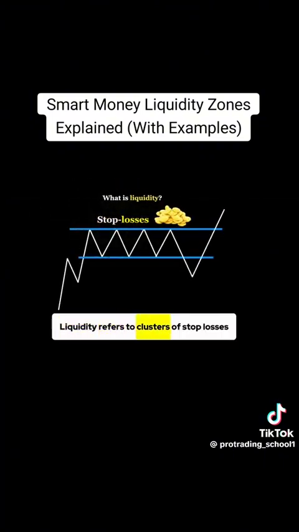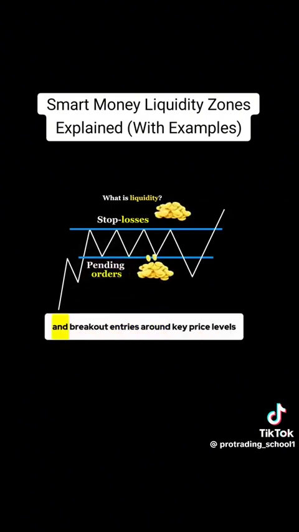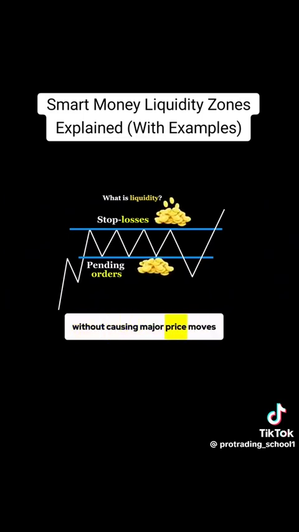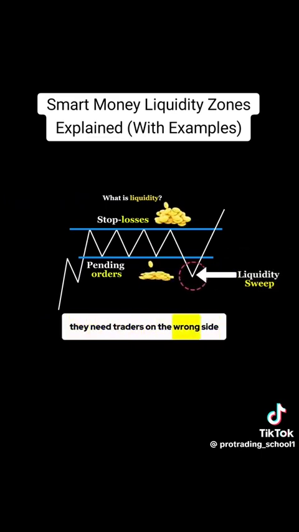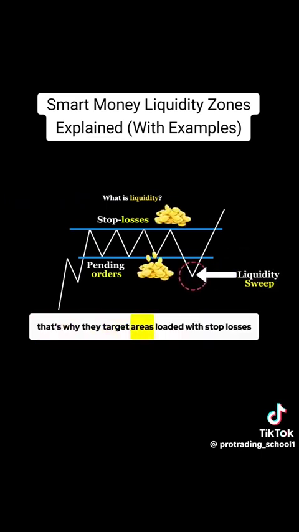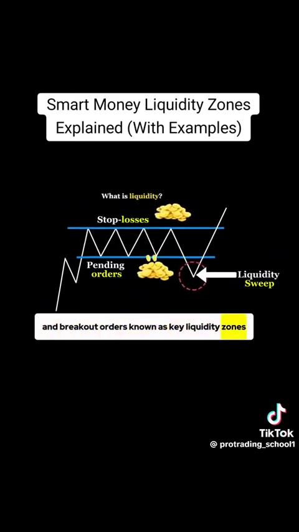So, what is liquidity? Liquidity refers to clusters of stop losses, pending orders, and breakout entries around key price levels. These orders create the volume smart money needs to enter large positions without causing major price moves. But smart money doesn't enter randomly. They need traders on the wrong side. That's why they target areas loaded with stop losses and breakout orders, known as key liquidity zones.